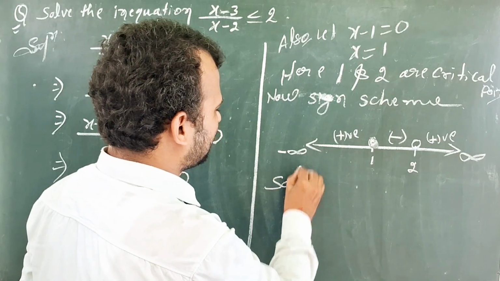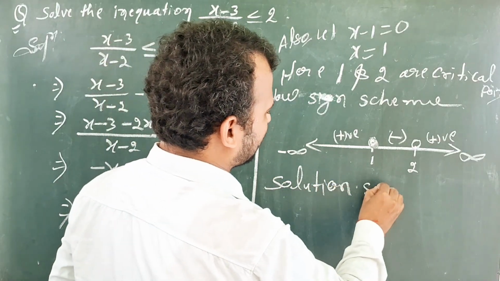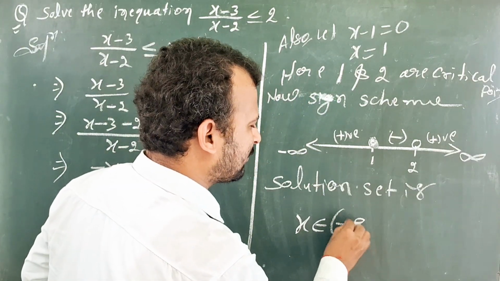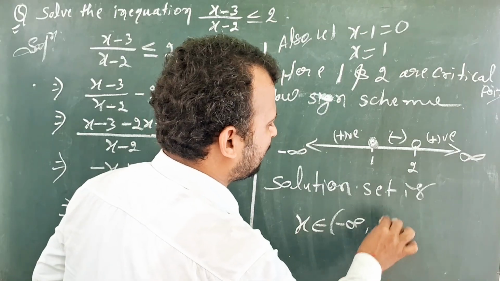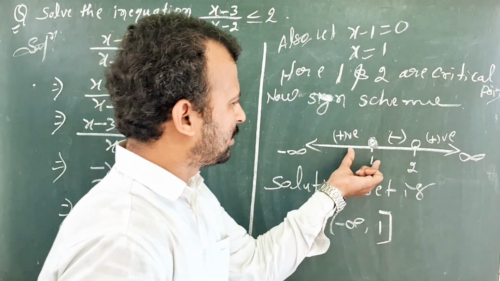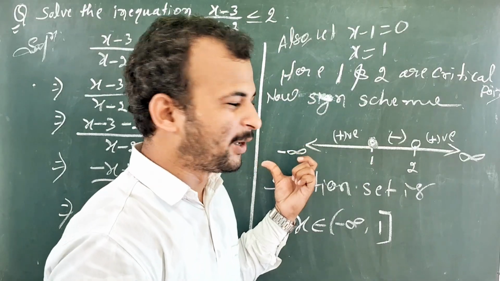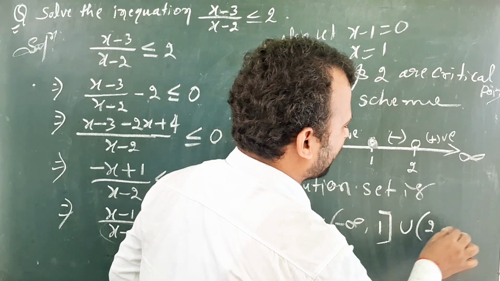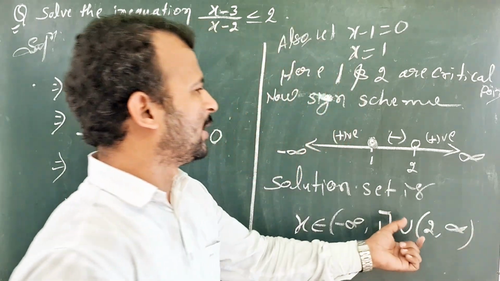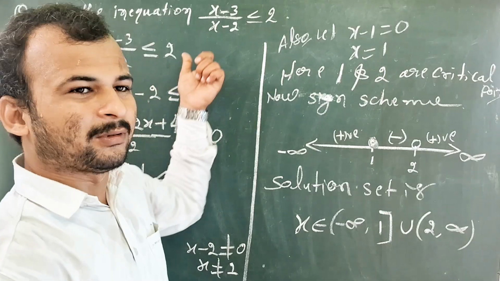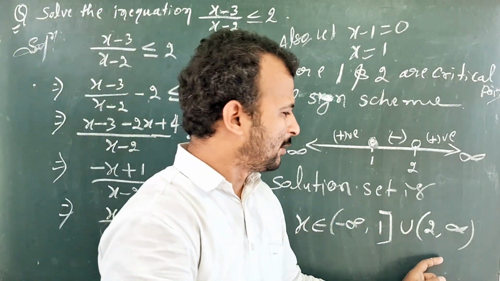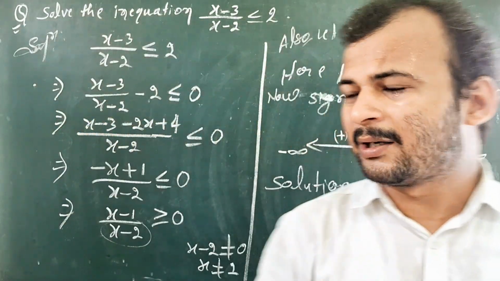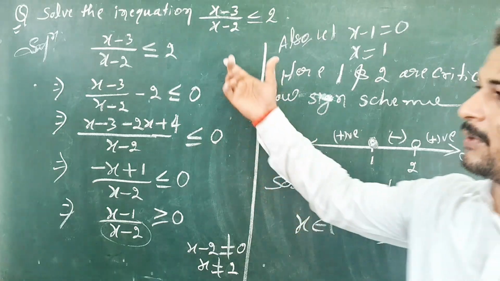Okay, means the solution set is what? Solution set is x belongs to minus infinity to 1, open close interval, because 1 is also a solution of the given inequality, and union 2 to infinity, open interval 2 to infinity. Why? Because 2 is not a solution of this inequality. Okay, but the numbers greater than 2 are all solutions of the given inequality. So we write this is the required solution set of the given inequation.